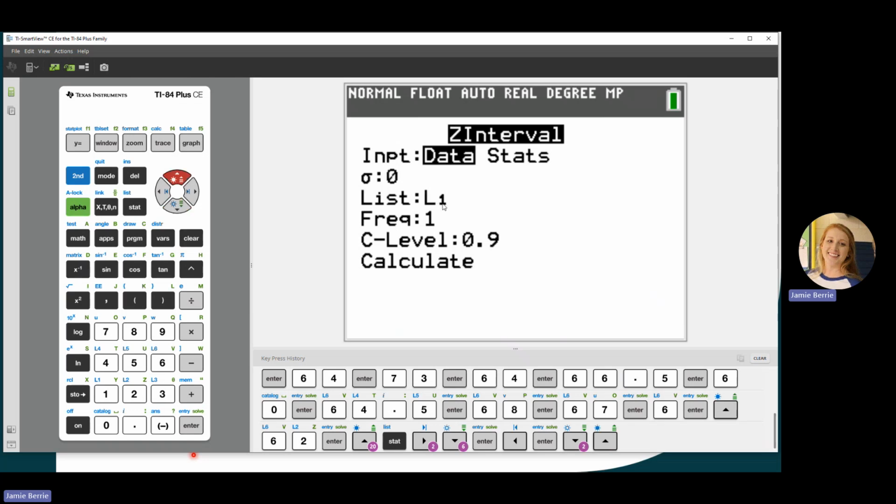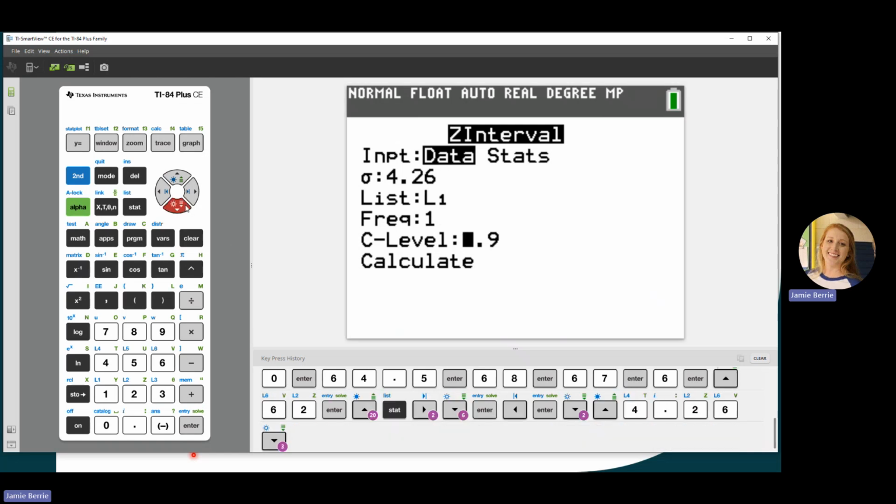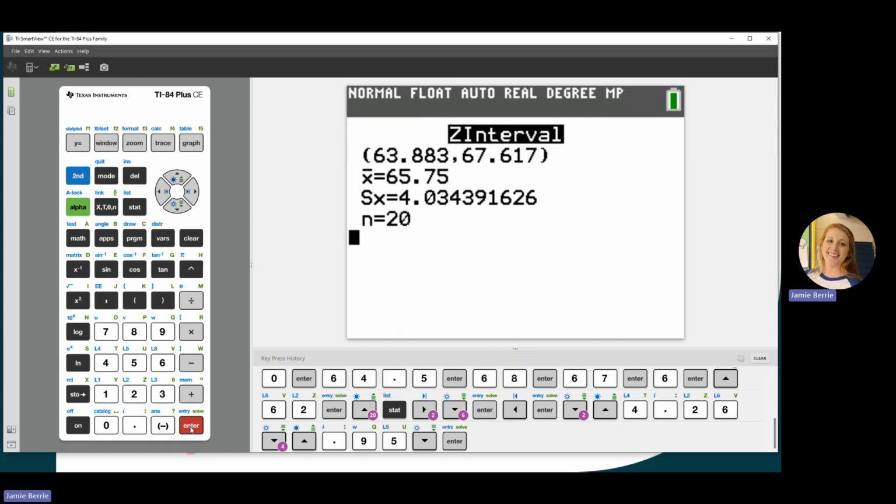Now I need to put in what my population standard deviation was. I said that was 4.26. That was given to us in the problem. And then we will go down here and hit calculate. Let's see, we're supposed to be doing a 95% confidence interval. That's part B. So we'll type in 0.95, then go down to calculate and hit enter.